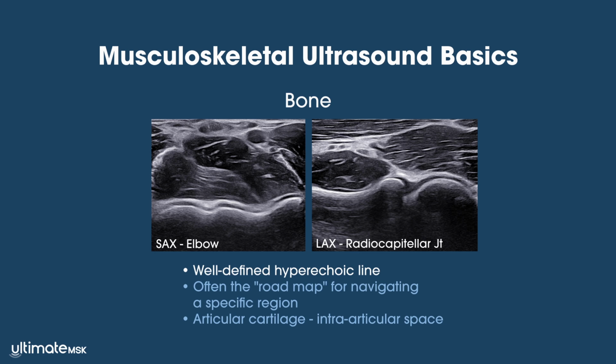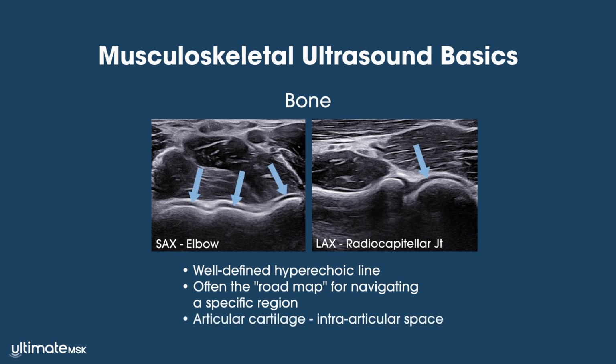The first structure to consider is bone. Bone has a very high acoustic impedance, causing all the sound waves to reflect off the bony cortex and return to the transducer. This produces a distinct, bright echogenic line representing the bone's surface. Deep to the echogenic cortex, there is no signal return, resulting in an area of shadowing where no further details are visible. The bony anatomy often serves as a roadmap for navigating the specific body part being evaluated with ultrasound.